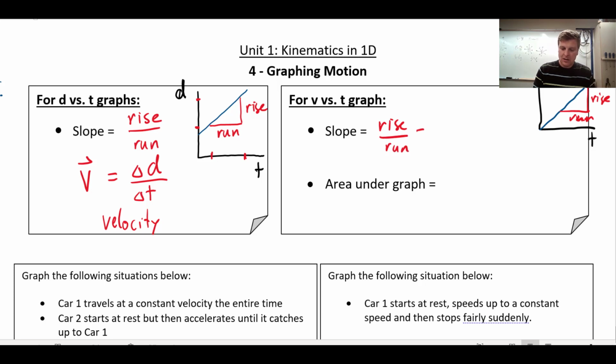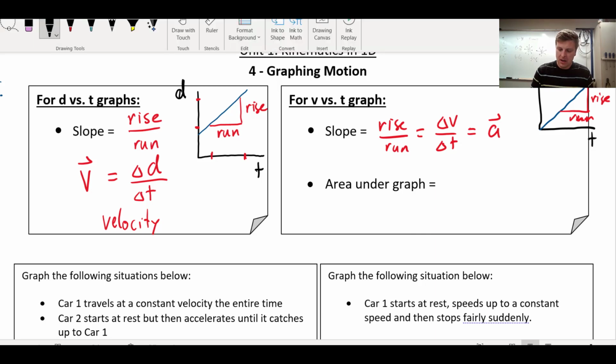Well, the rise is going to tell me the change in velocity. And the run is, again, the change in time. Well, the change in velocity over time, that's an acceleration. So the slope of a v versus t graph tells me the acceleration.